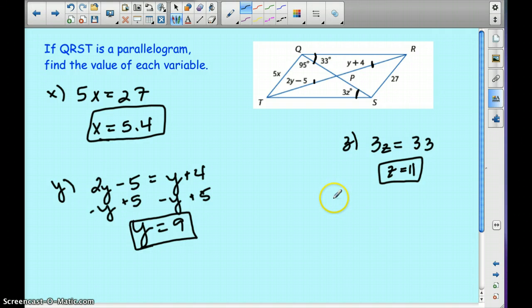So rewatch this portion of the video if you don't understand how I got those. Again, we're just using the theorems that we have learned. There are 6 theorems total in this section.